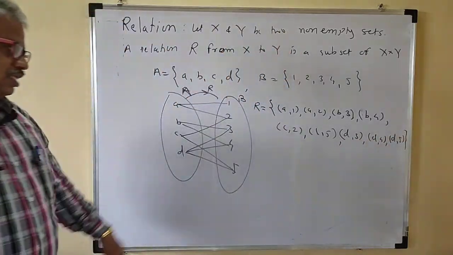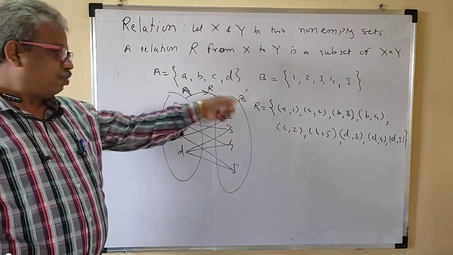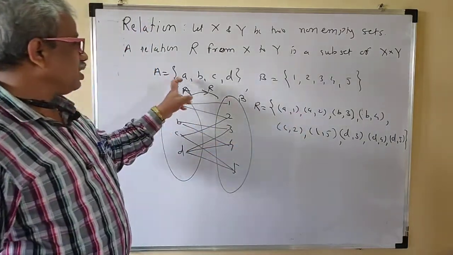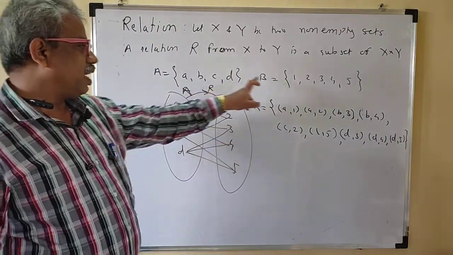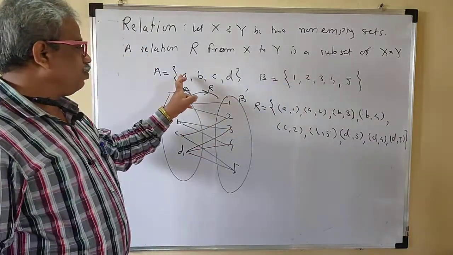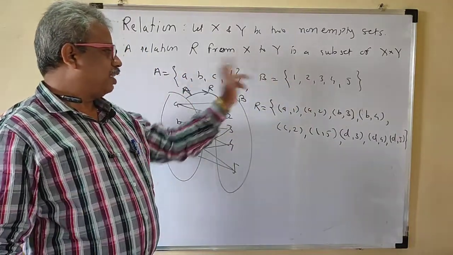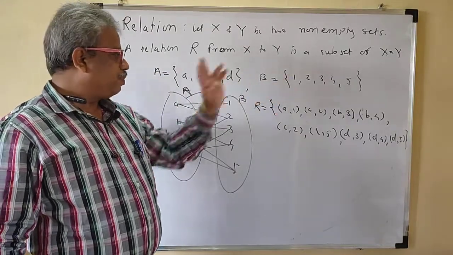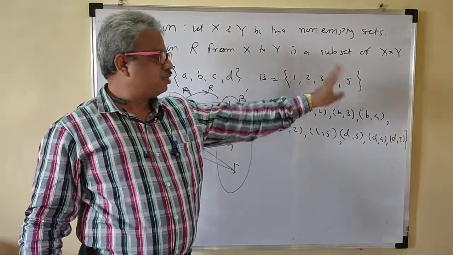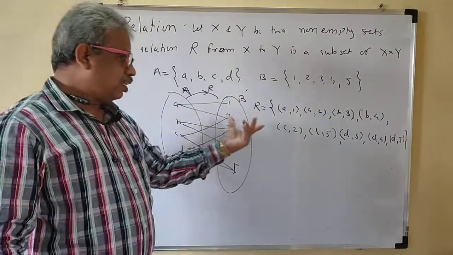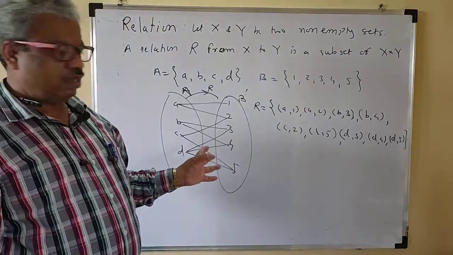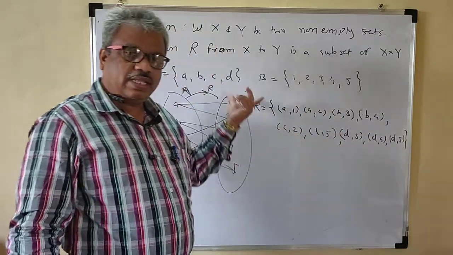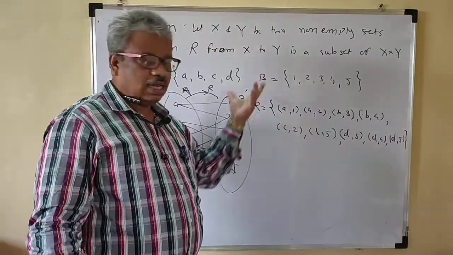Now this is the relation from A to B, because this is a subset of A cross B. How many elements are in A cross B? There are 4 elements in A and 5 elements in B. So A cross B is (a,1), (a,2), (a,3), (a,4), (a,5), (b,1), (b,2), (b,3), (b,4), (b,5), (c,1) through (c,5), and (d,1) and so on. See here, we have not taken all the elements from A cross B. We have taken only some elements, and all the elements of R are in A cross B.